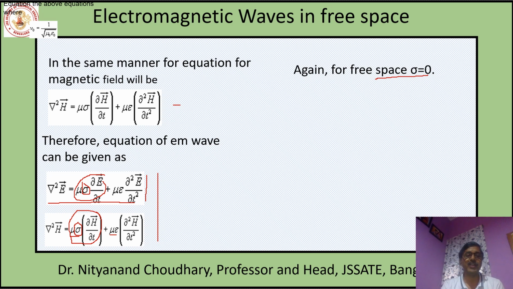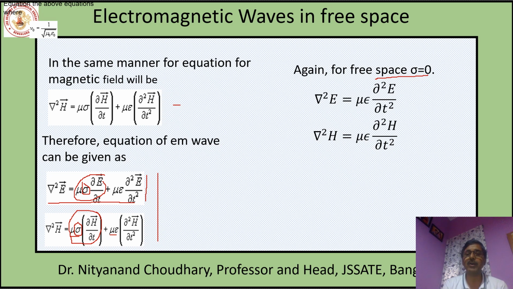So in case of free space, the value of sigma is equal to 0, so I have just removed that. Then what I am getting is del square E is equal to mu epsilon del square E upon del t square. This is one equation, and the other is del square H is equal to mu epsilon del square H upon del t square. So these are your two equations for the electromagnetic wave in a completely non-conducting medium.